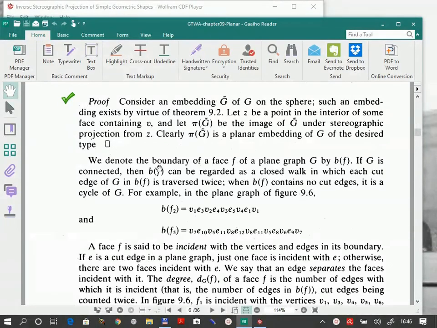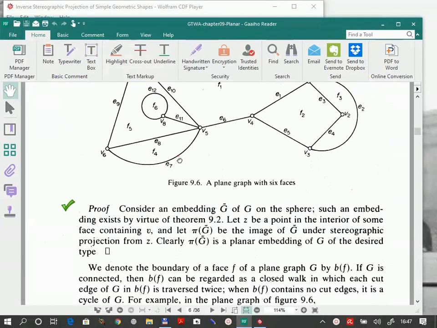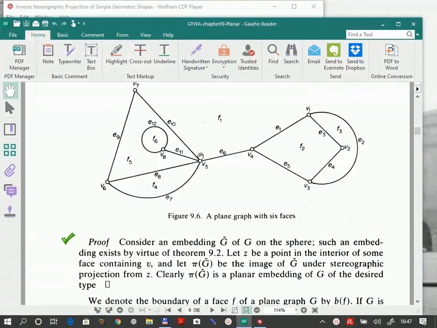Now, the boundary of a face of a plane graph is denoted by B of F, F being the face. If G is connected, then B of F can be regarded as a closed walk in which each cut edge is traversed twice, okay? We can see it here, for instance.